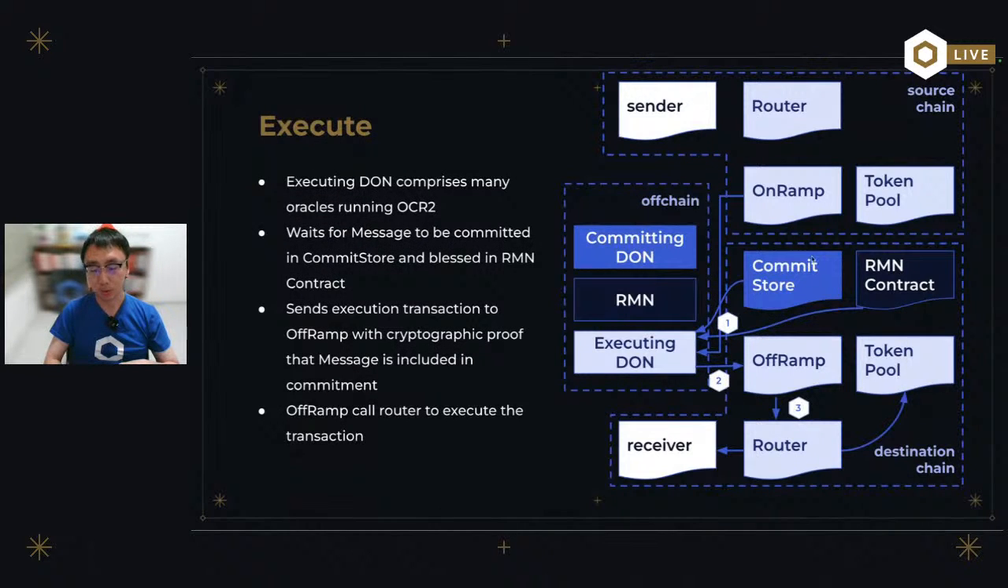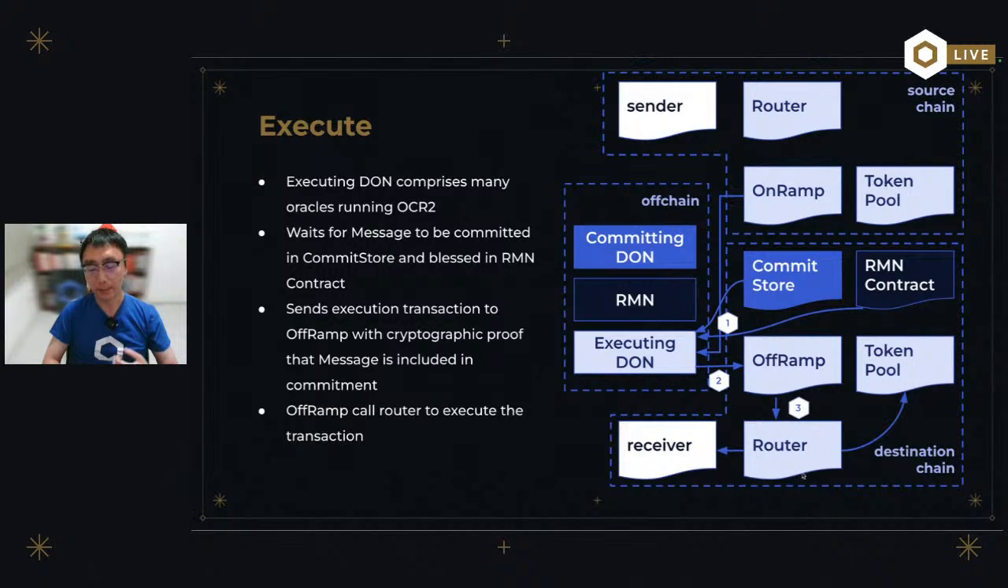If the commitment in the commit store is certified or blessed by the RMN, there is another infrastructure called the executing DON. The executing DON is another decentralized oracle network, and the different nodes under this decentralized oracle network are operated by different entities. This decentralized network will check the validity of the commitment in the commit store. And if the commitment is good and the validity is verified, the executing DON will execute this transaction through the off-ramp to the router.